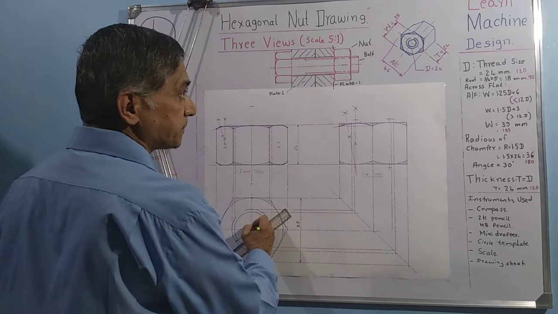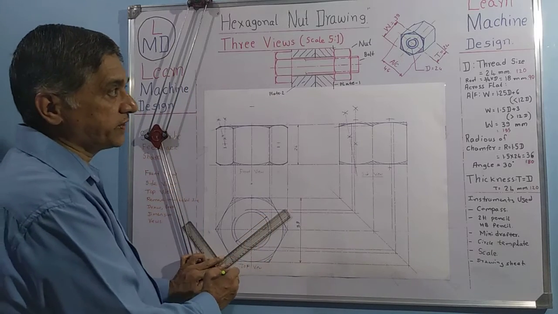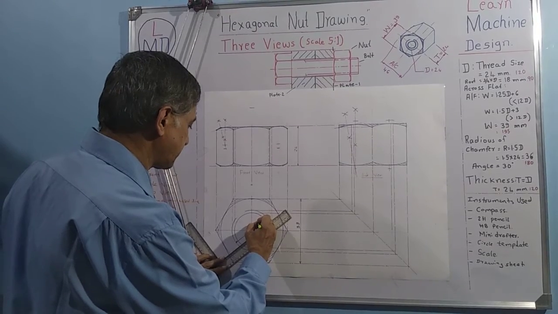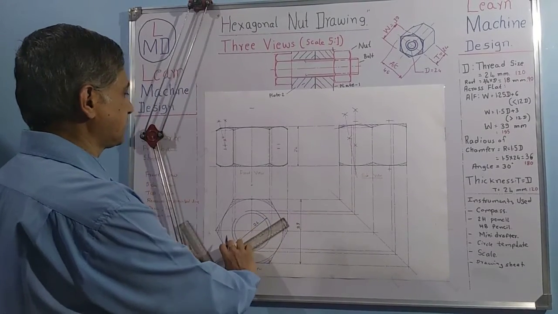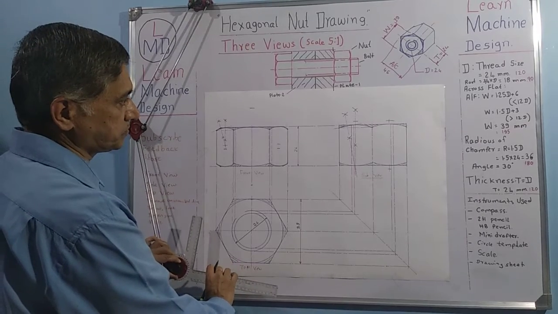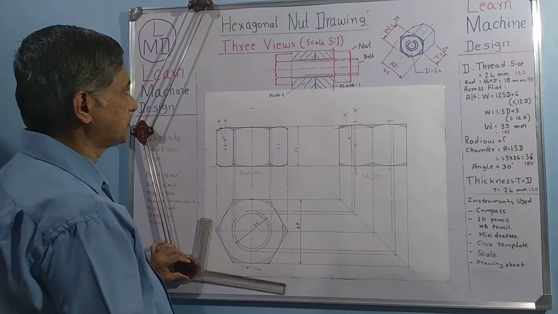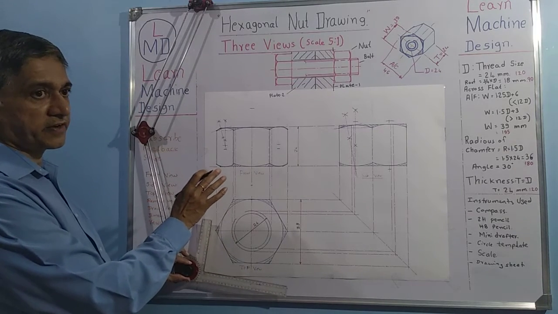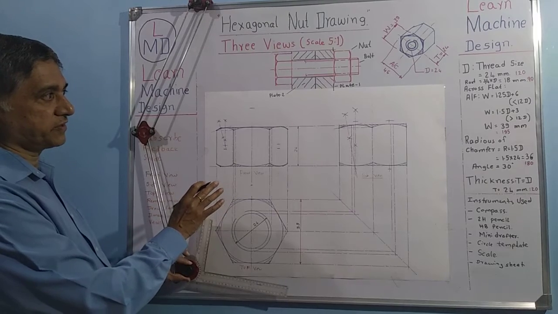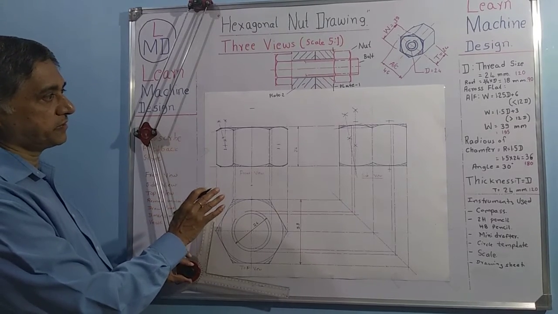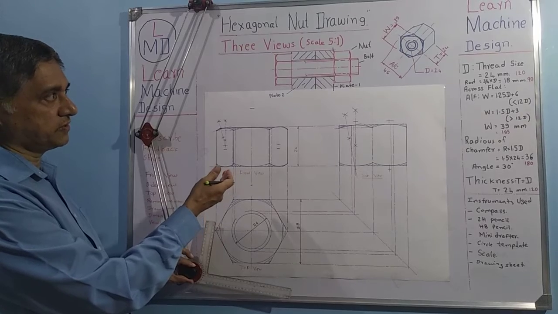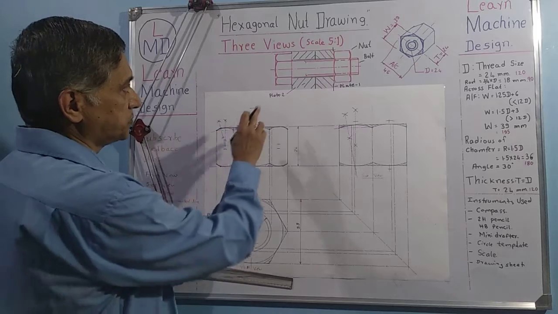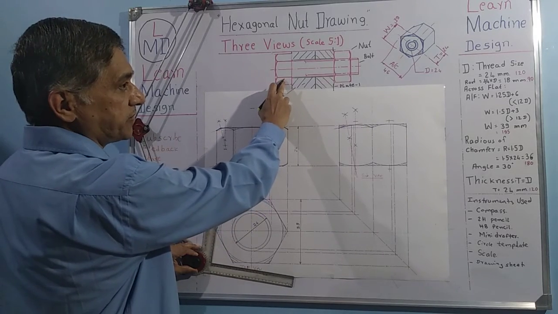Nut size is 24 mm. Okay, this is how we have to draw the hexagonal nut. And thank you for watching this video. And the next video or next session, I am going to show how to draw this bolt itself. Thank you.